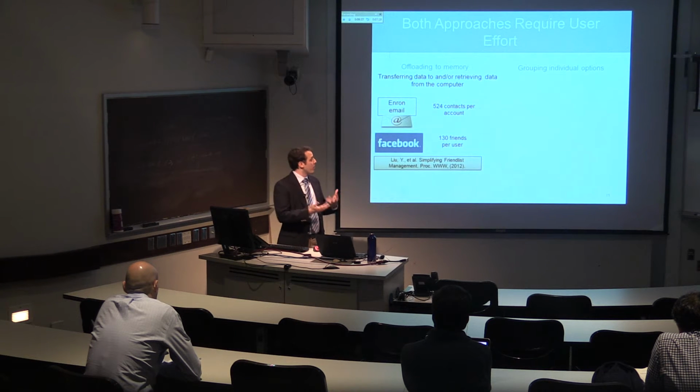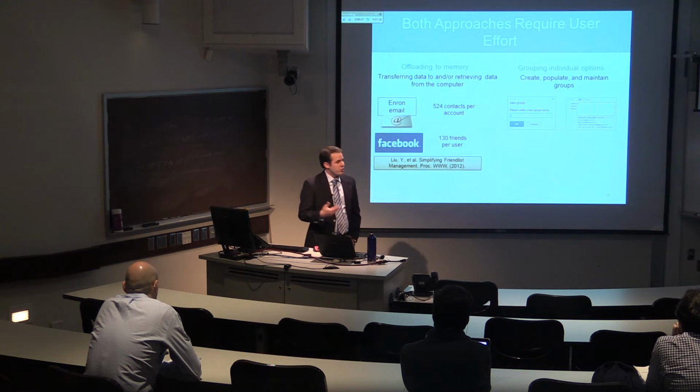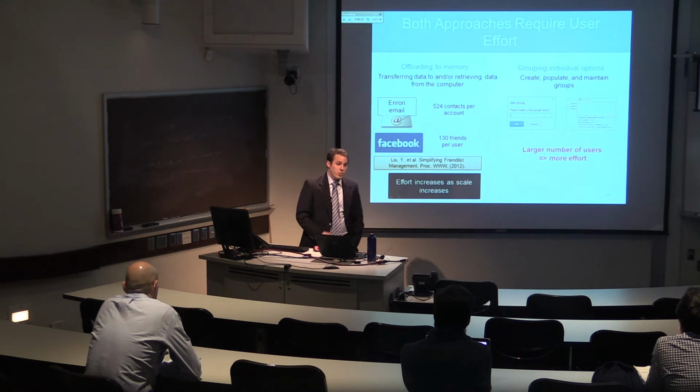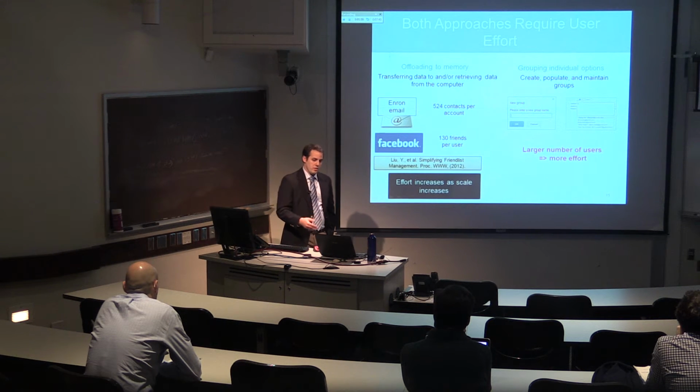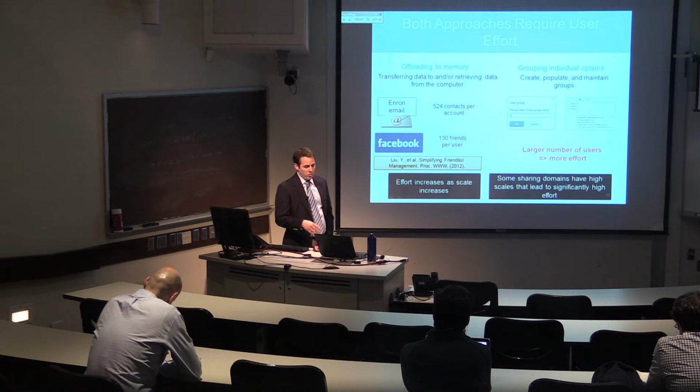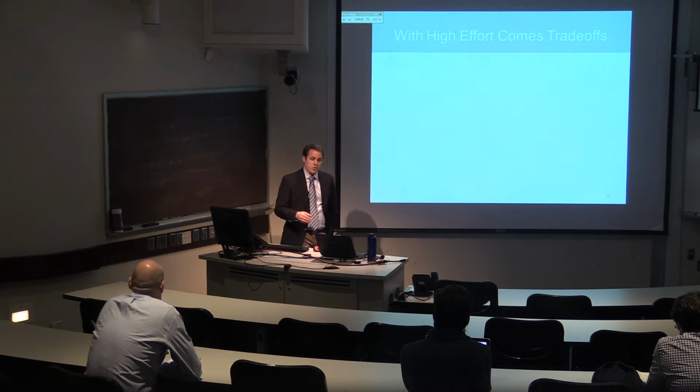And if they use the read from a list option, they would have to read through 524 contacts or 130 friends each time they wanted to share information. Also, in grouping options, users have to exert effort to create, populate, and maintain groups. And the larger the number of users there are, the more effort it is to create, populate, and maintain these groups. So we see that effort increases as scale increases. And in some sharing domains, namely the email and communities domain shown here, some domains have large scales that lead to significantly high effort. And with this high effort comes trade-offs.